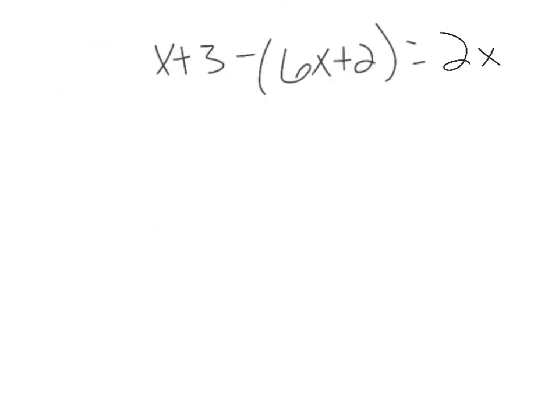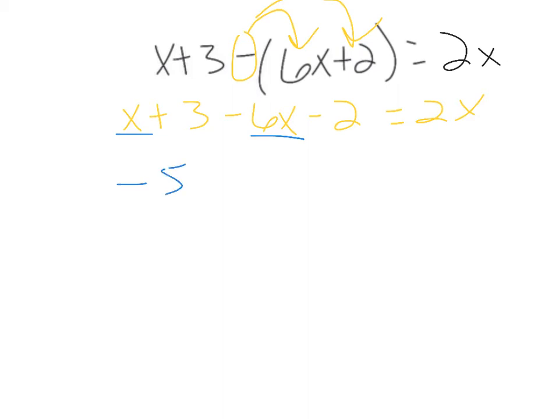Now that I've rewritten my equation as x plus 3 minus the quantity of 6x plus 2 equals 2x, I can solve it by first simplifying and taking the negative and distributing it through the set of parentheses. So I get x plus 3 minus 6x minus 2 equals 2x. I can simplify it further by combining my like terms. x minus 6x gives me negative 5x, and 3 and negative 2 gives me 1.